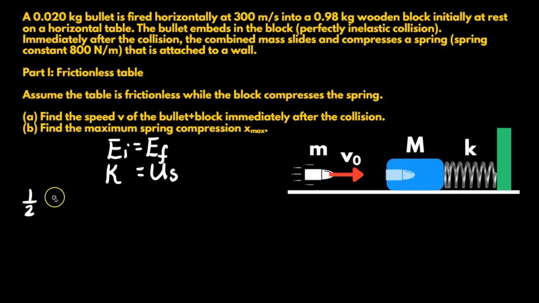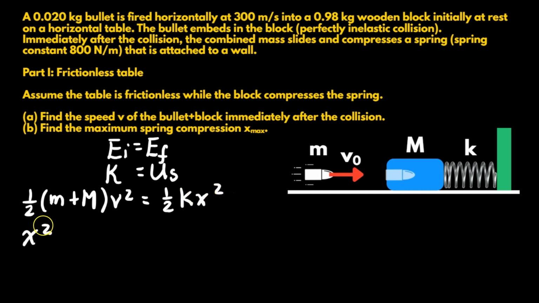The kinetic energy of the bullet and the block is going to be 1 over 2 times the mass of the bullet plus the mass of the block, times v squared. V is the velocity of the mass and the bullet when they're moving together. And the spring potential energy is 1 over 2 k x squared. We're going to solve for x.